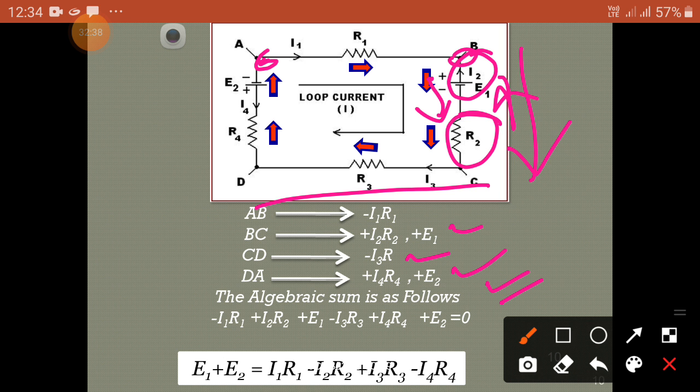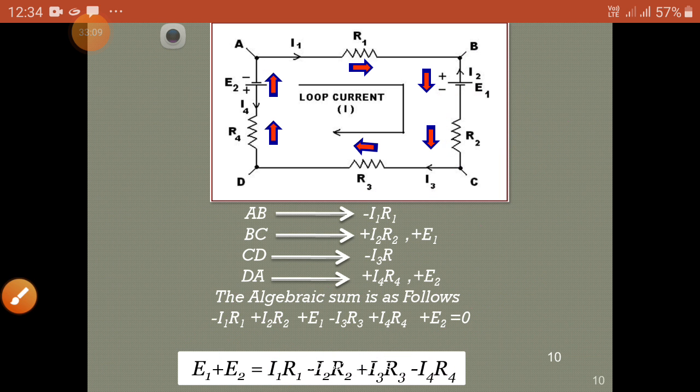So here are your drops and your sources, all equal to 0. By simplifying this equation, we get E1 plus E2, the source voltages, equal to the sum of the drops across the resistors. So that is the equation.